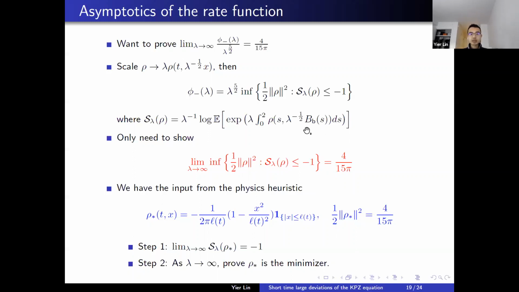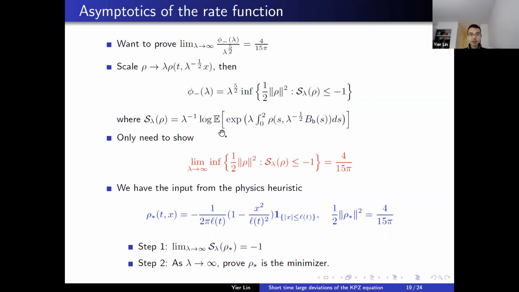So you can see now the goal is actually to prove this red line, because the goal at the beginning is to prove this asymptotic, but we have factored out this 5/2 power law. So you only need to prove this limit goes to 4/(15 pi). In general, this is not an easy question, because basically what you're trying to minimize, when lambda is really big, is the L2 norm for your rho, satisfying this condition, this S lambda to be smaller or equal to -1.